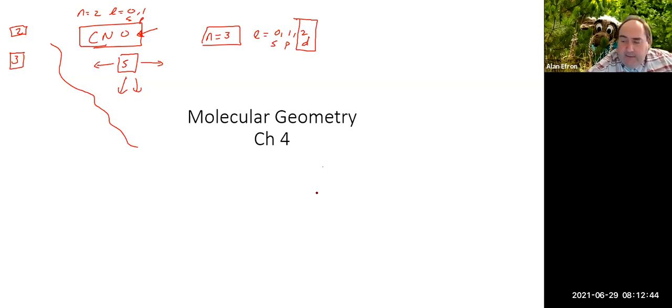We talked a little bit about molecular polarity in the last chapter, and bond polarity for sure. But in this chapter we will be looking at the entire molecule as a whole, whether or not it's polar or non-polar. But we're going to start with geometry. So let us do that.